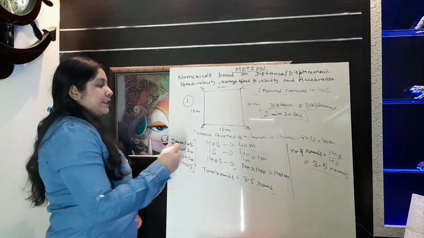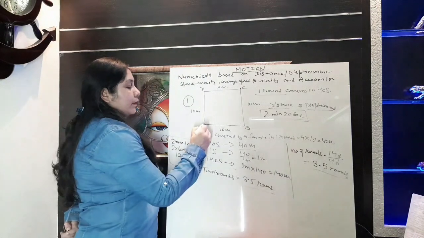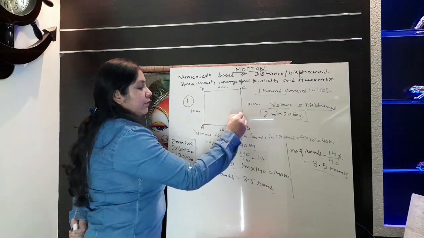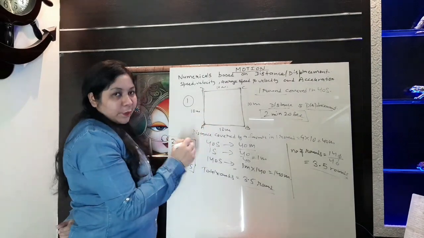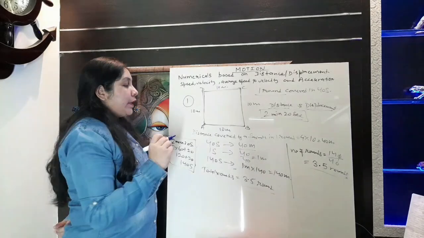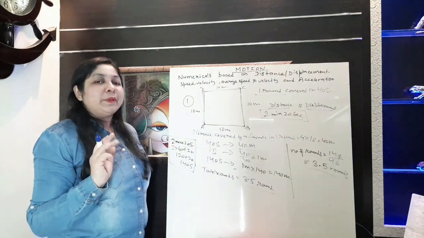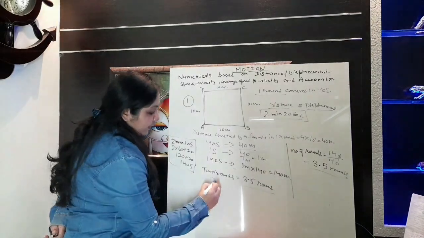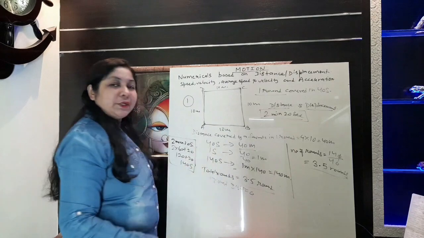Okay, so now let's just check here. If the farmer starts from point A, then in one round the total distance covered will be this much, that is 40. But what will be the displacement? It will be 0. In one complete round, the displacement of the farmer will be 0. So in one round, what is the displacement? 0.